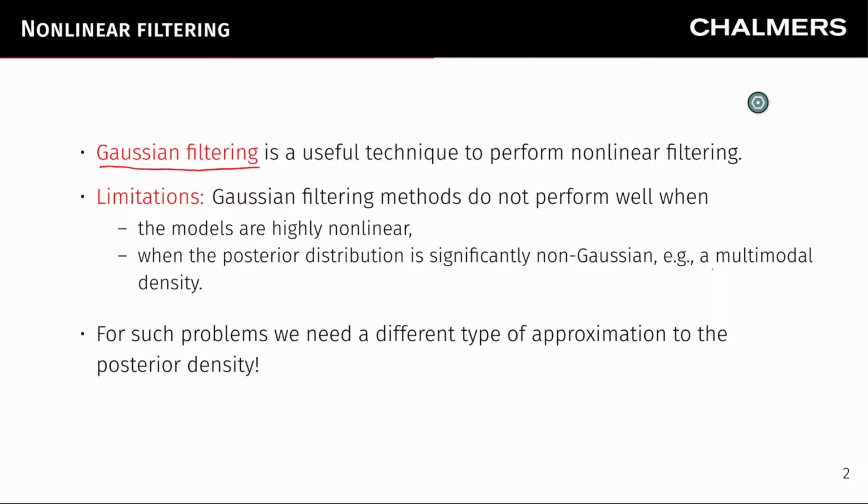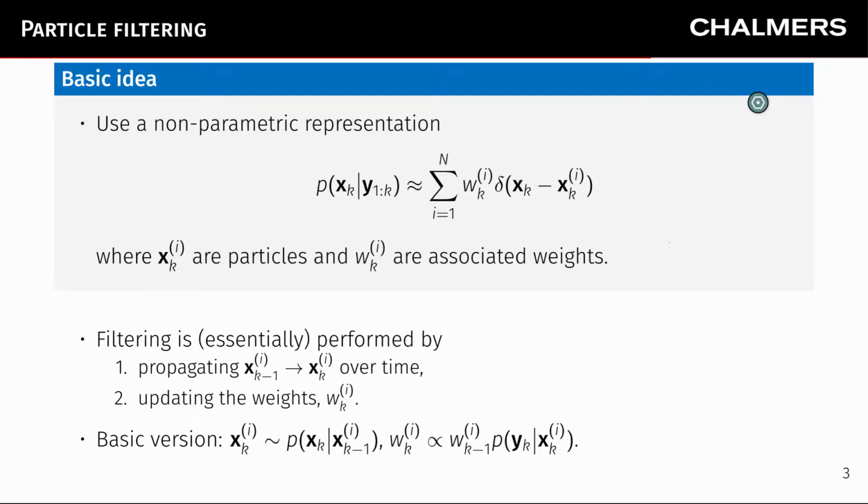In this case, we can simply not accurately describe the posterior as one Gaussian. So, we see a clear need for additional techniques to handle also these cases, and one such technique is the particle filter. The basic idea with the particle filter is to approximate the posterior using a more general, non-parametric representation. That is, we describe the posterior, p of xk given y1 to k, using a weighted set of particles, where each particle, xk^i, represents one possible state realization, and the weight, wk^i, represents how probable that particular state realization is.